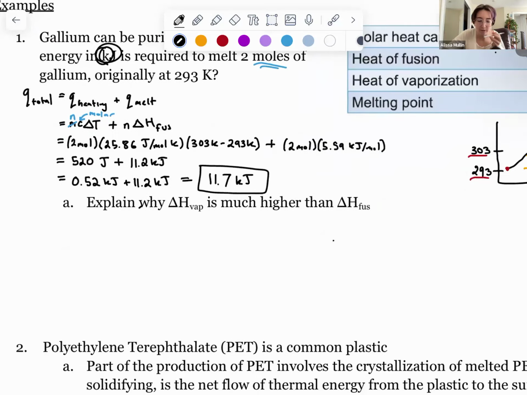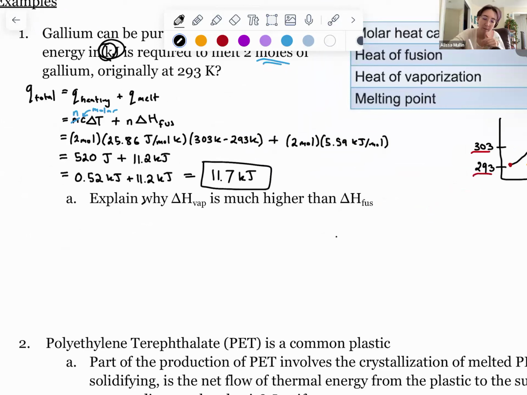Oh yeah, just before I move on, with that little logic check, make sure it makes sense to you that this process would require energy. It's a positive number. We heated something up, we melted it. This should match that.